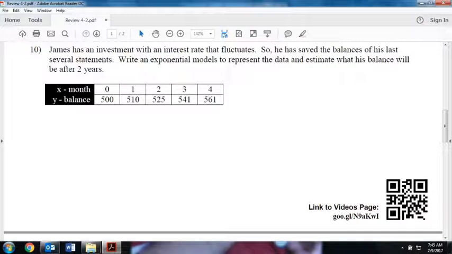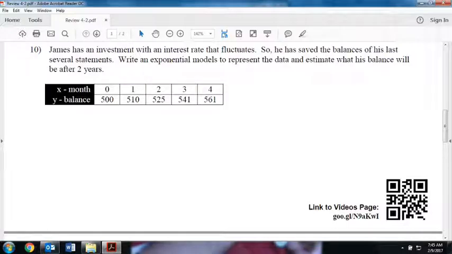Okay, we're back here again. Review 4-2. James has an investment with an interest rate that fluctuates. So he has saved the balances of his last several statements. Write an exponential model to represent the data and estimate what his balance will be after 2 years.